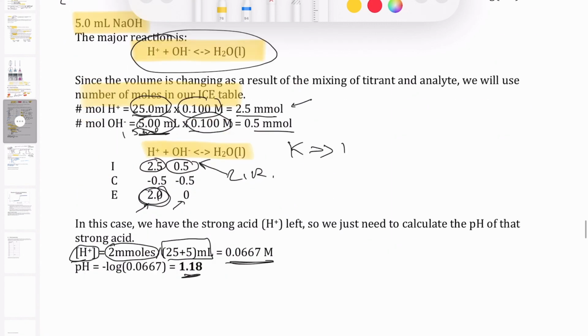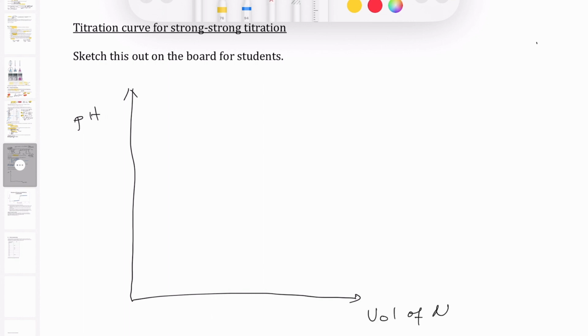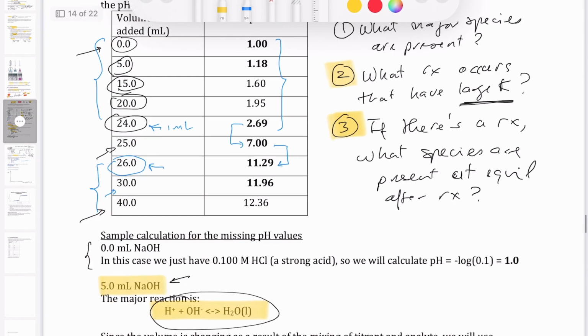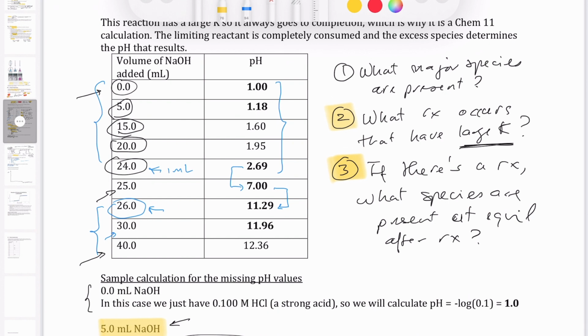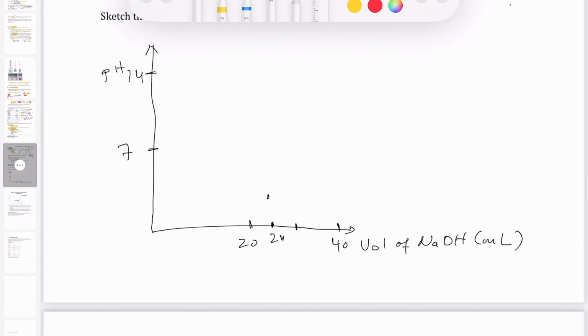So the plot that we're going to do for the titration plot for a strong titration would look something like this. You're going to put your pH on the y-axis and the volume of NaOH on your x-axis, and this should be in milliliters because the NaOH is the titrant, the thing that you're adding. And what we expect to see is a very slow increase in pH. So it goes from 1 to 2.69 when the volume goes from 0 to 24.